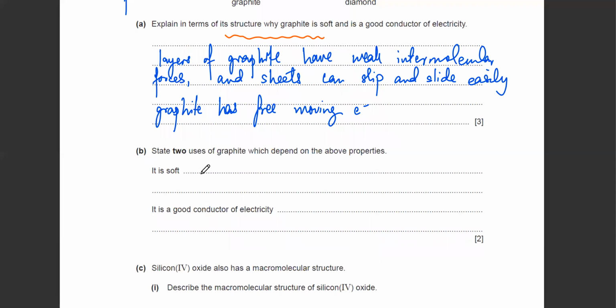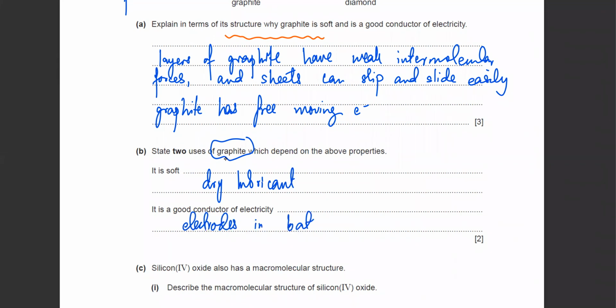State two uses of graphite. Where do you use it? So for lubricant. Okay, so it's used as a dry lubricant. And the other one is it's a good conductor of electricity. Where do you use graphite as an electrical conductor? In batteries. Okay, so as electrodes in batteries. So the terminals are usually made out of graphite.